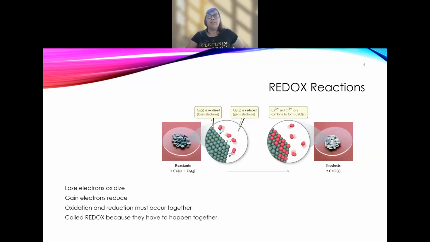Okay. So they have to occur together. We cannot have a bunch of a material spitting out electrons that go absolutely nowhere. So they have to come together. And that's why we call them redox. Not only do they have to happen together, but the same number of electrons that are lost must be picked up. Okay, so that's the process that we're talking about there. We'll get into more of the terms and some other terminology that goes with this a little bit later on.